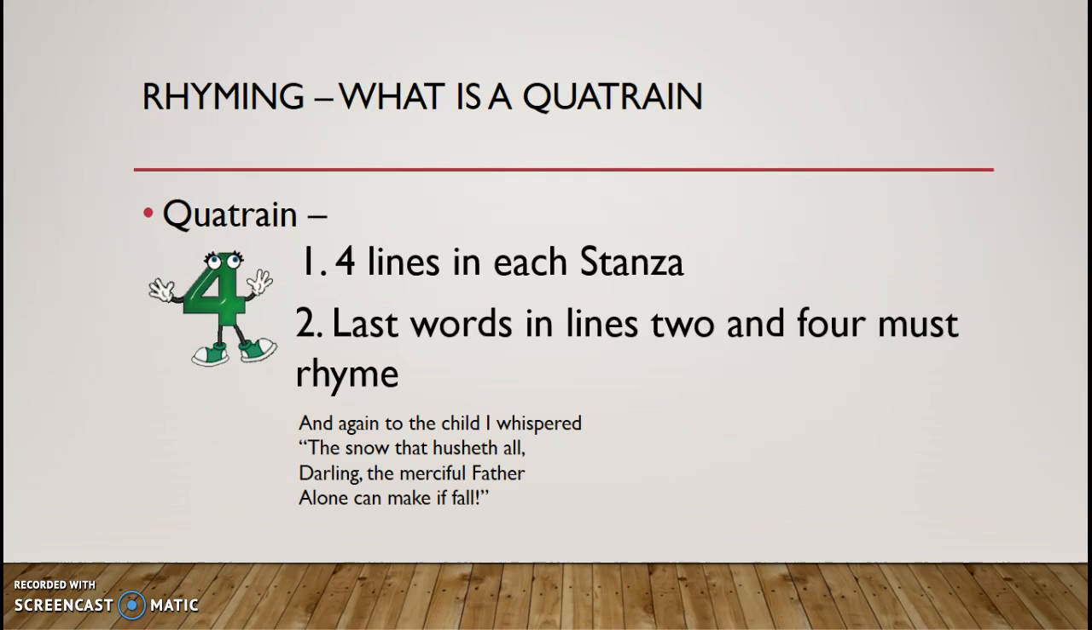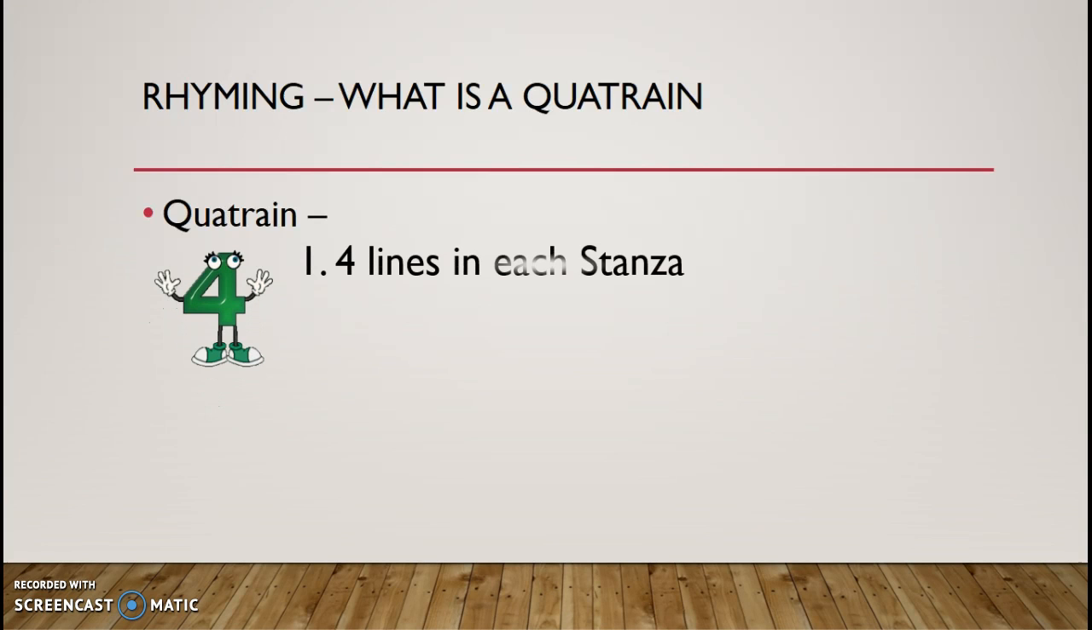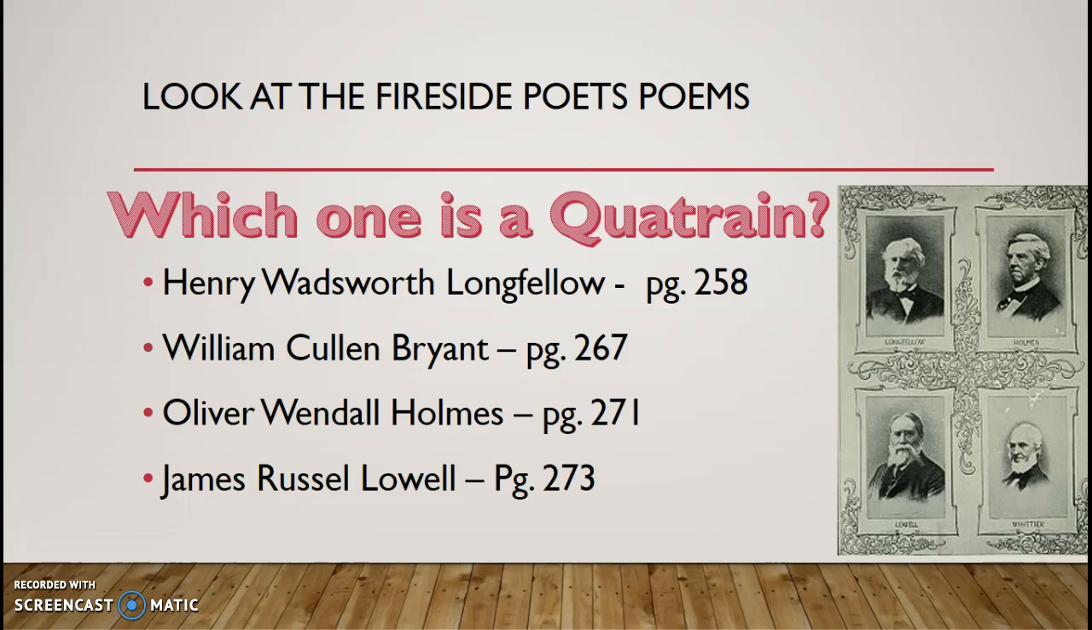So that is what a quatrain is. There's 2 criteria to make a quatrain. 1 is that it has 4 lines, and the second criteria is that the 2nd and the 4th line last words rhyme, as in this case, all and fall. So just review it again. 4 lines. There again. And again to the child I whispered.